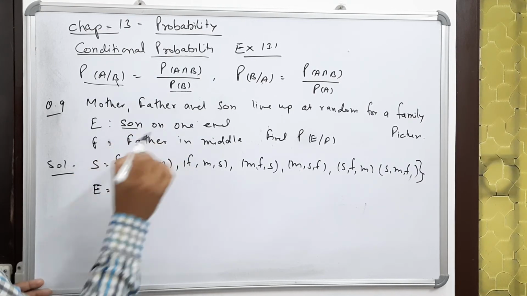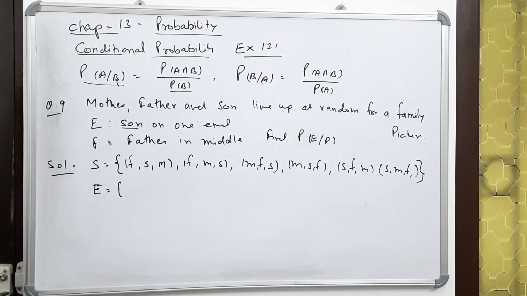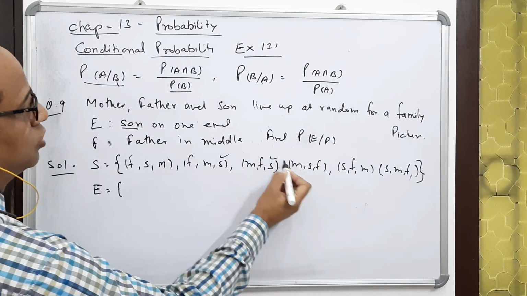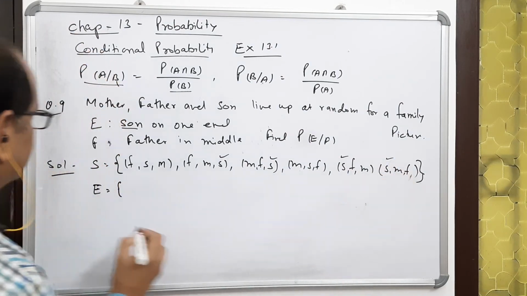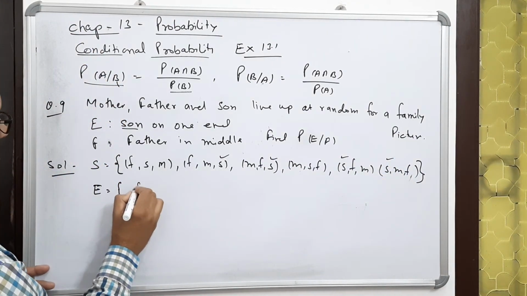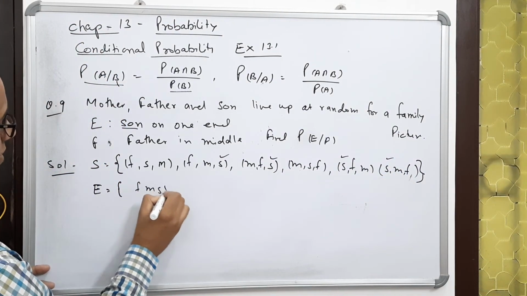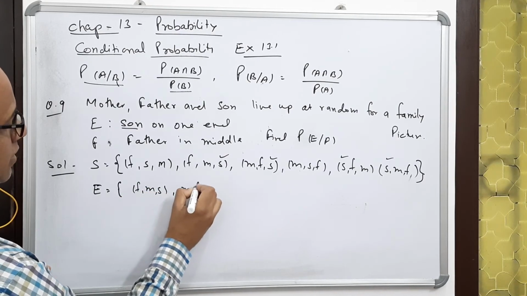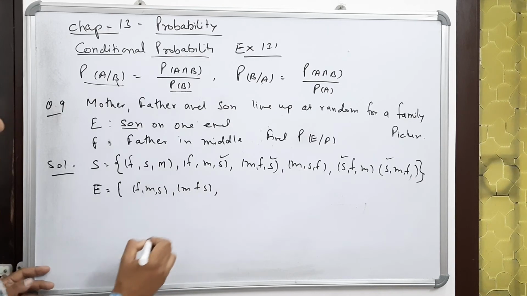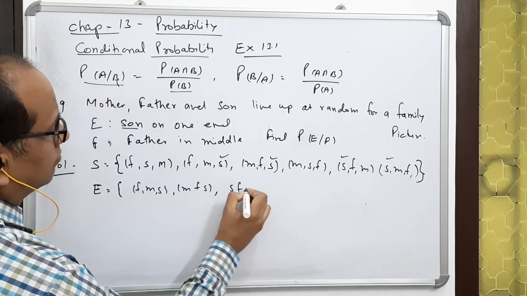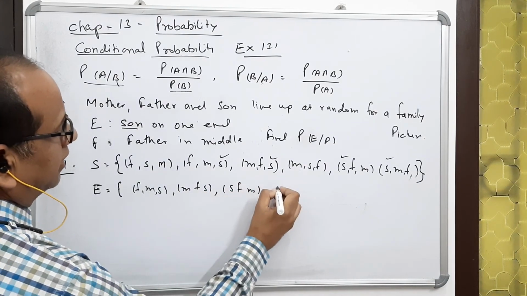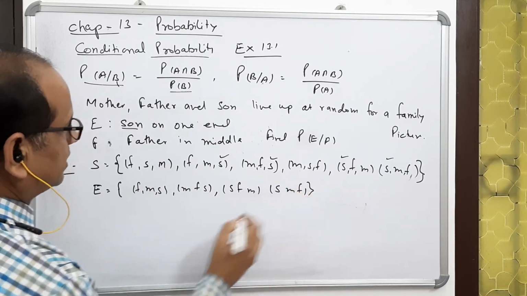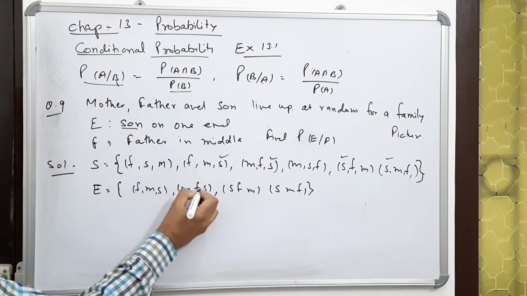Now, son on one end. So what are the elements here where son is at one end? That is 1, 2, 3 and 4. So that is the E here. So E is father, mother, son; then mother, father, son; then son, father, mother; and son, mother, father. These are the 4 elements in the sample space.